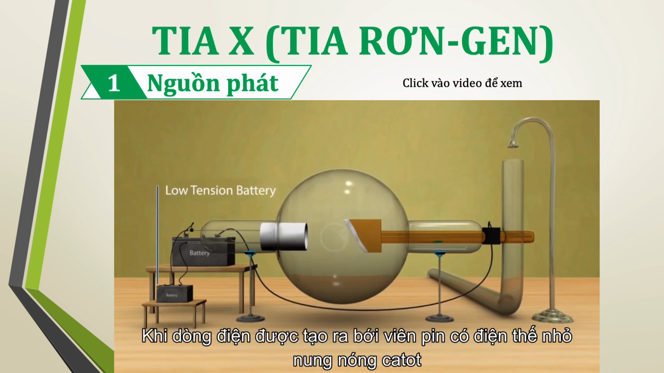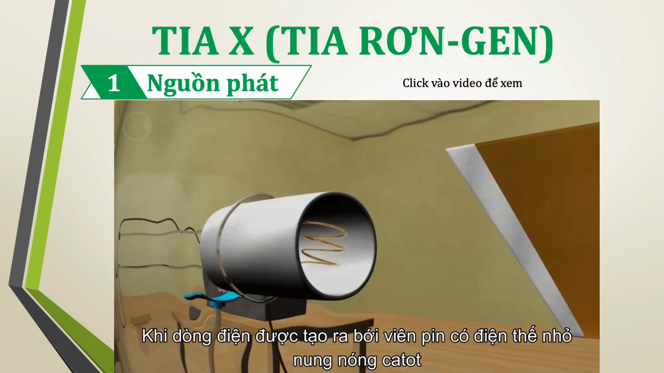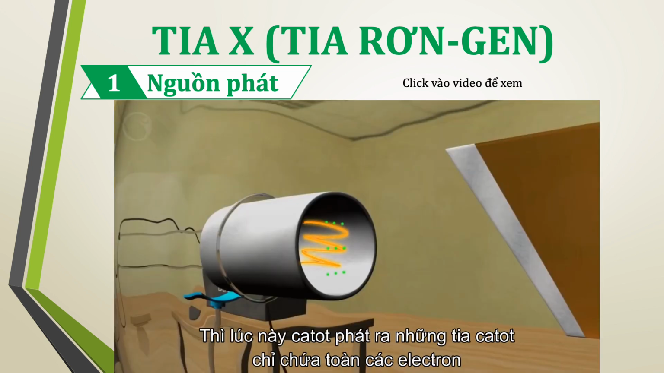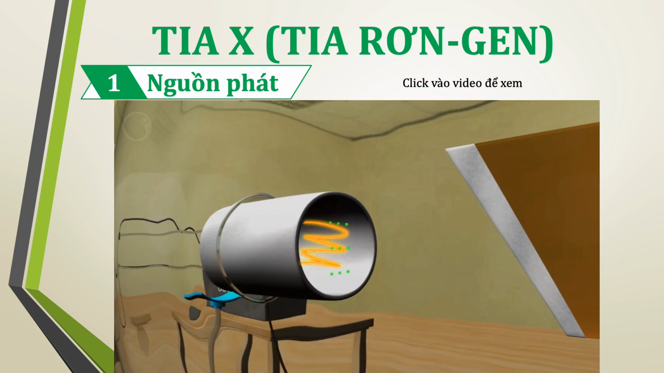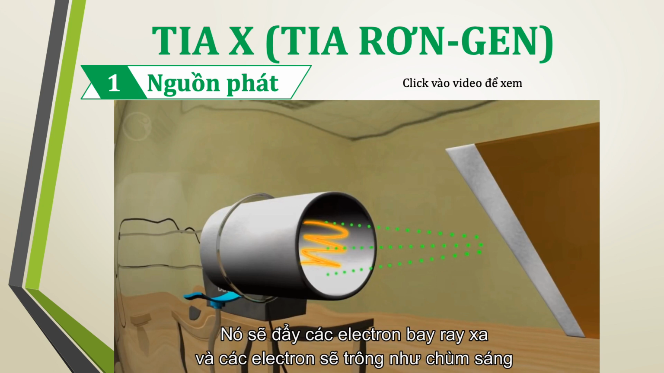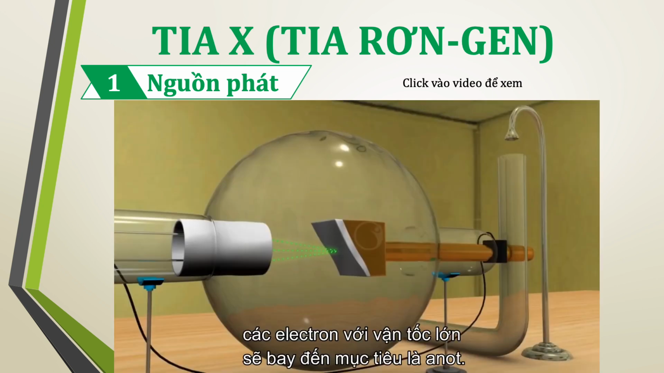When the cathode is heated by passing a current through it from a low-tension battery, it emits cathode rays. These rays are nothing but electrons. The filament is surrounded by a molybdenum cylinder, which is kept at a negative potential to the filament. This repels the electrons further, and hence the electrons form a fine pencil beam at the center of the cylinder. This pencil beam is also accelerated by the cylinder towards the target.